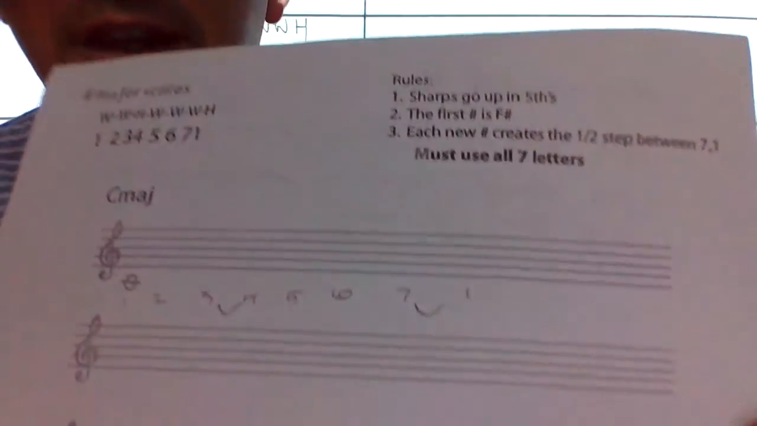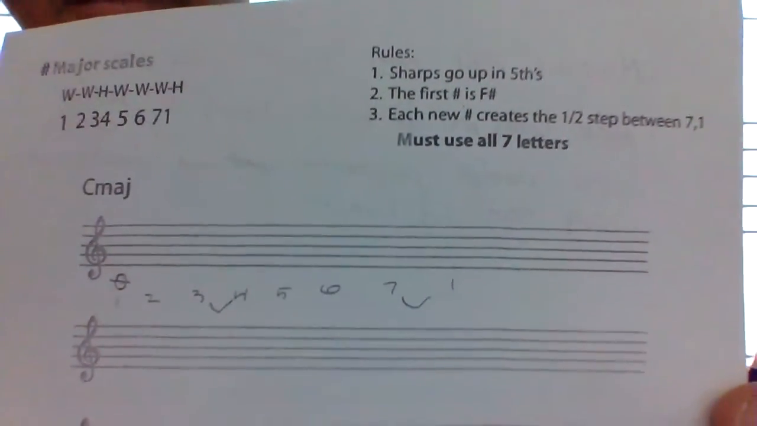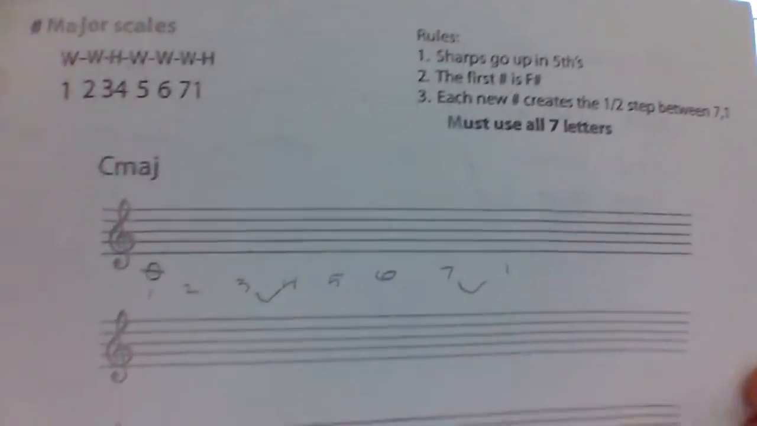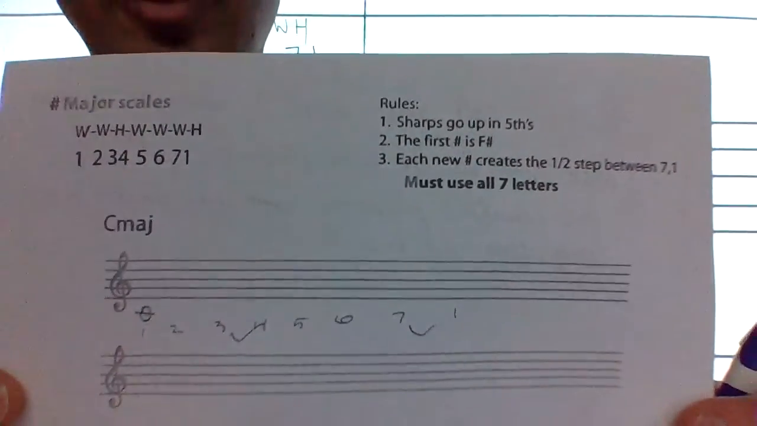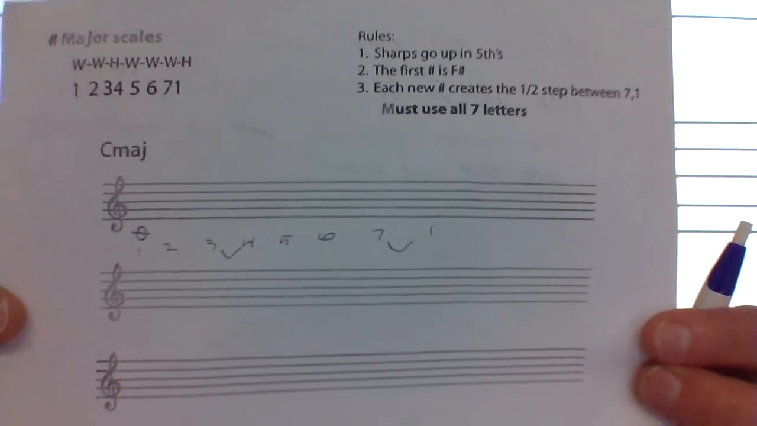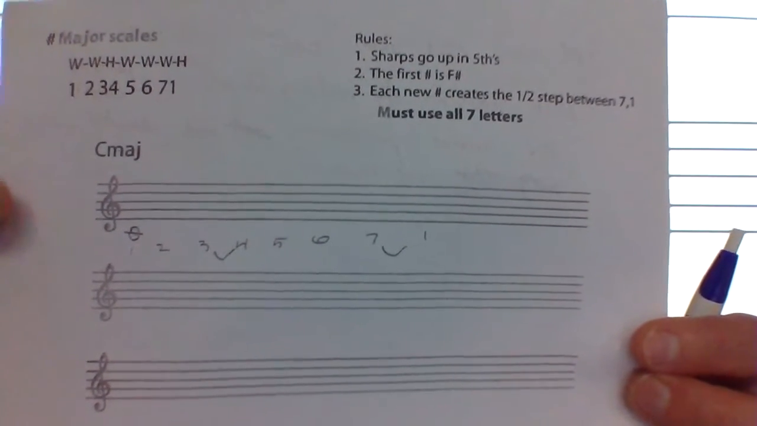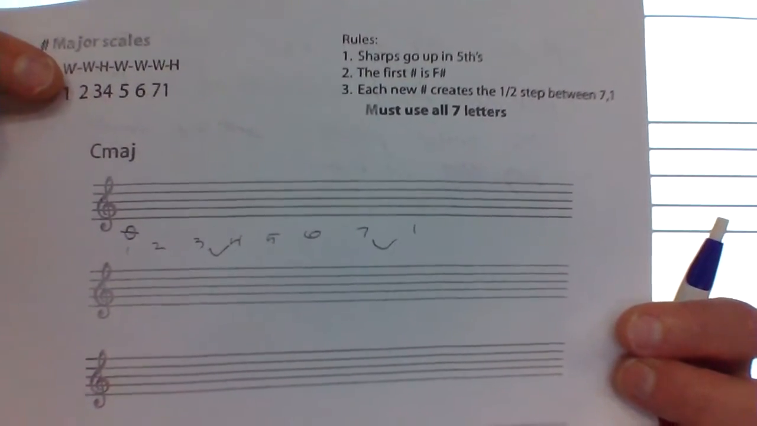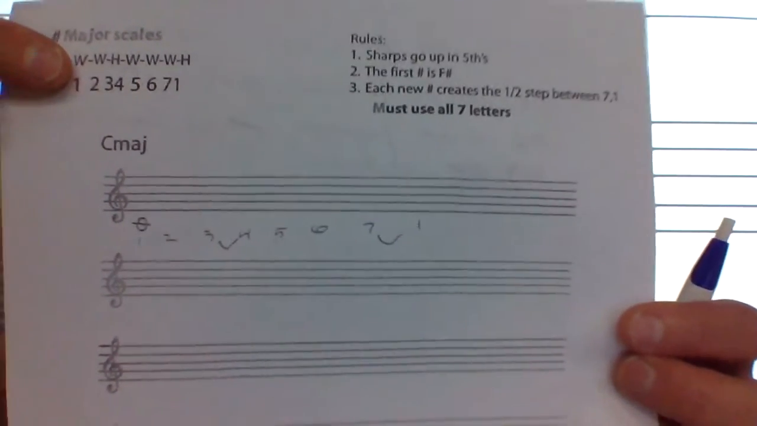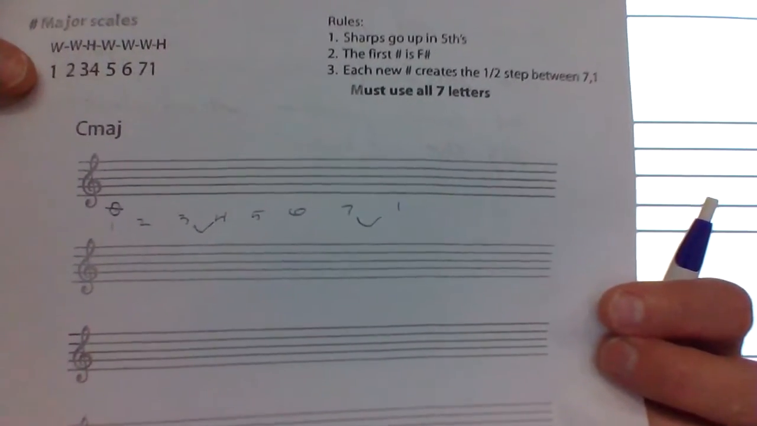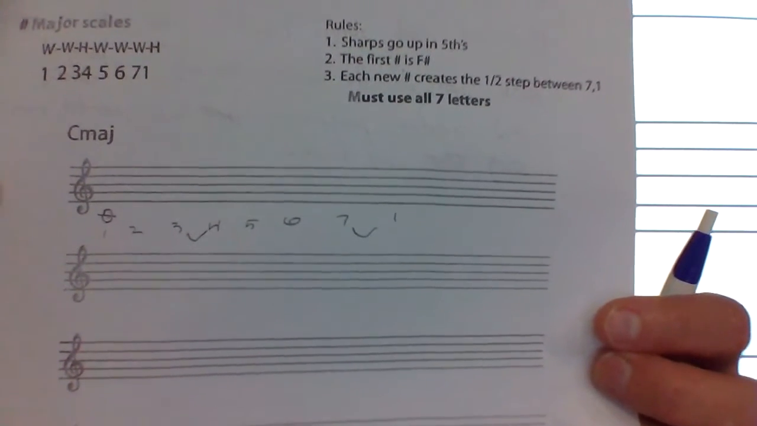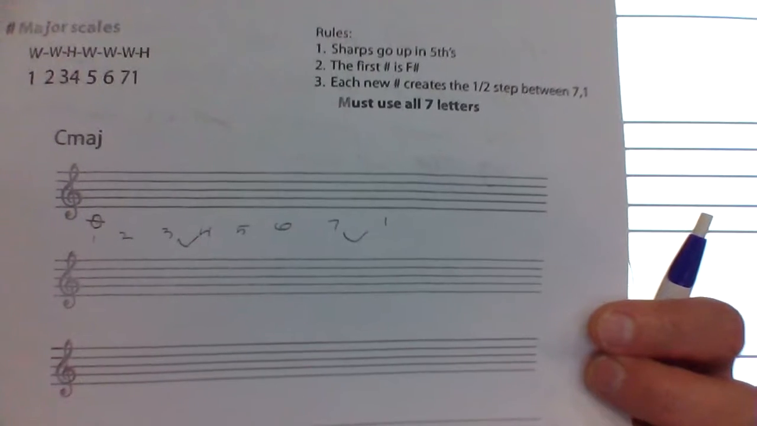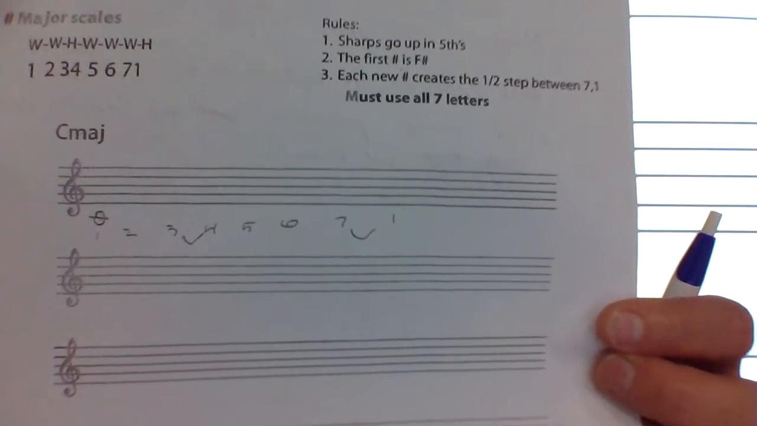So you should have printed out this sheet, your major scale sheet. In this case, it's the sharp major scale sheet, because every scale that we write out is going to use sharps. When you look to the top left of your page, you'll see this pattern. The W stands for whole step, the H stands for half step. You can see that the whole step, half step pattern of the major scale is whole, whole, half, whole, whole, whole, half.